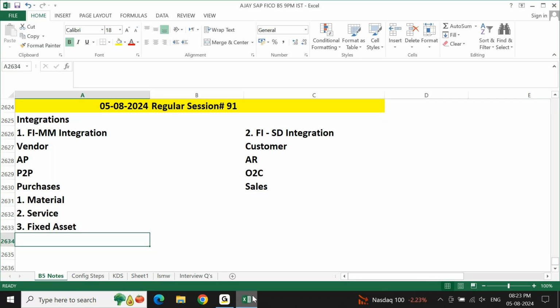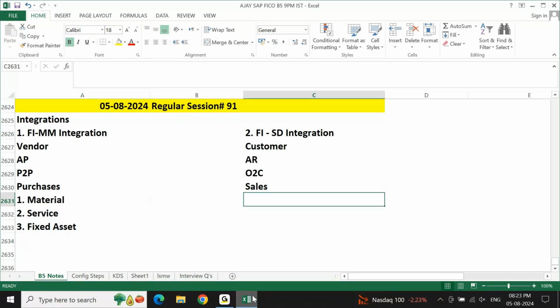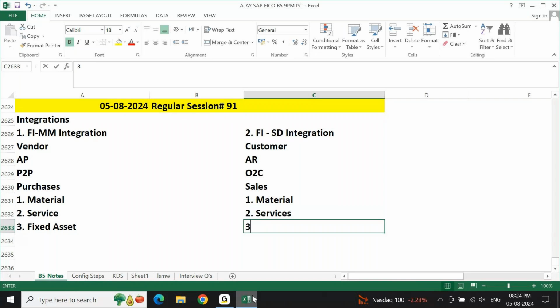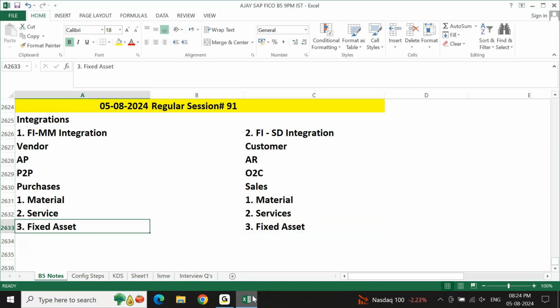In short, when you're talking about purchases, you are going to purchase three types of things. One, you can purchase material. Two, you can purchase a service. Three, you can purchase a fixed asset. On the other side, when you're talking about sale, one, you can sell material. Two, you can sell services. And three, you can sell fixed asset. These are the 3 points: material, service, fixed asset, which you will be basically purchasing, you will be selling.